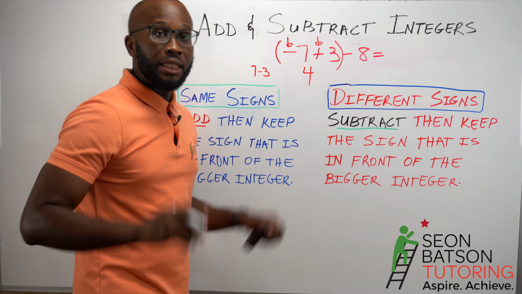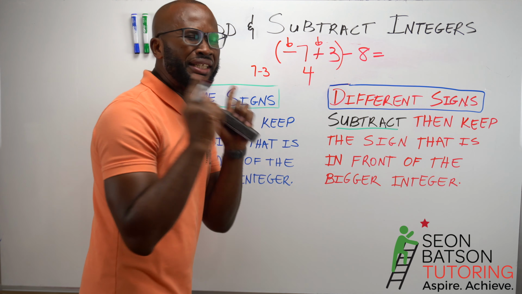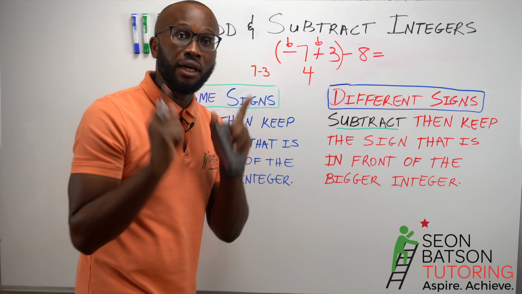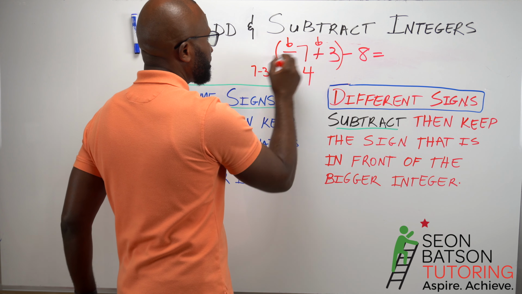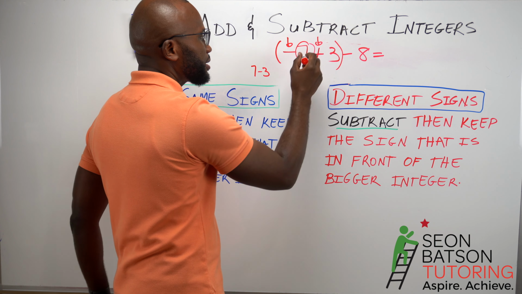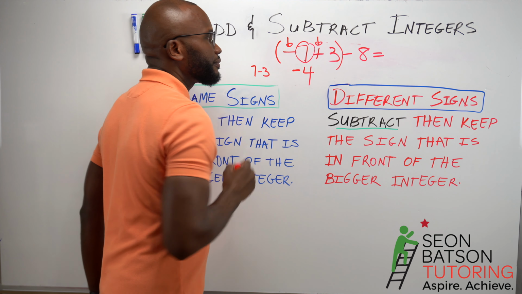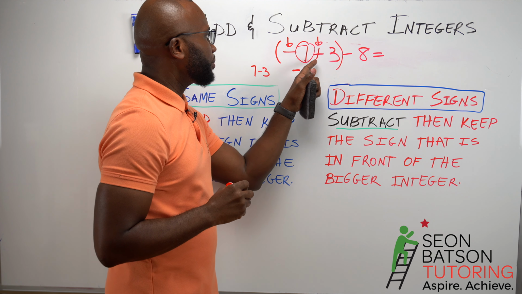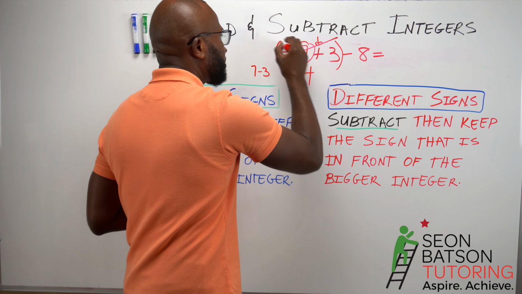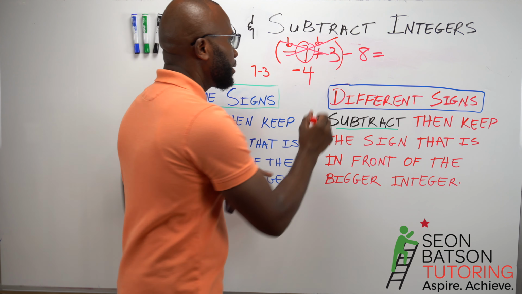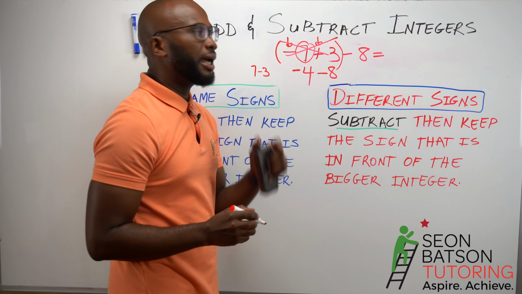Now, what's the last part of the plan? After subtracting, we have to keep the sign that's in front of the bigger integer. The bigger integer here is 7, because 7 is bigger than 3. And the sign in front of the 7 is negative. So negative 7 plus 3 gives us negative 4. But we aren't done, right? We're done with this part, but we still have the negative 8. So I bring down the negative sign and the 8, yes?